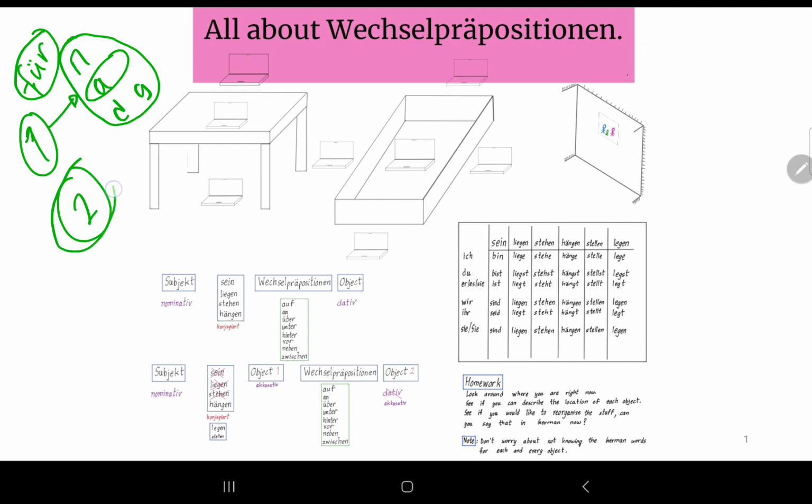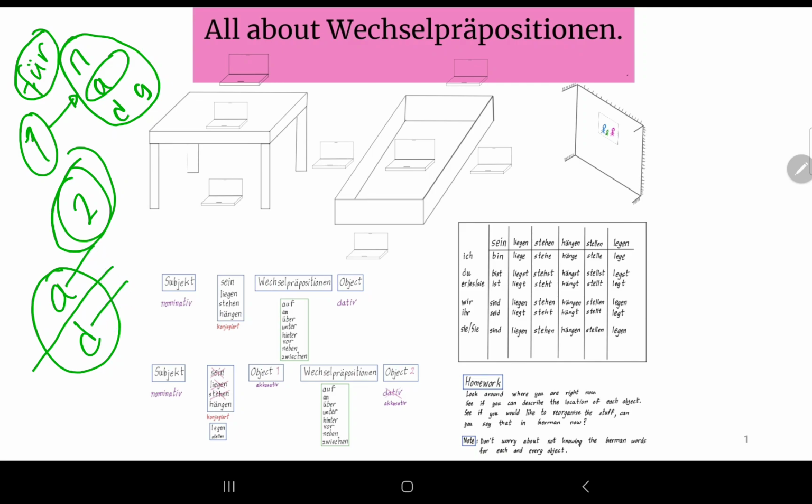Now the second variety, we call them Wechselpräpositionen. If you really want to translate this into English, it sounds like changing prepositions. Changing means that what comes after them, whether it is accusative or dative, depends. So what comes after them can be accusative, or it can be dative.